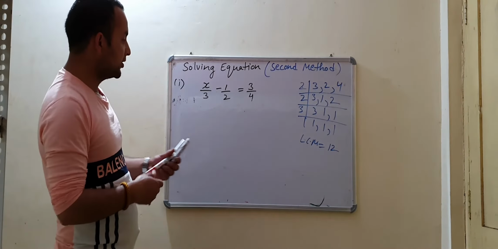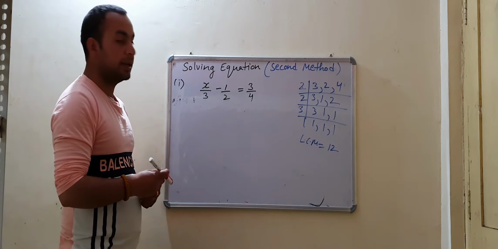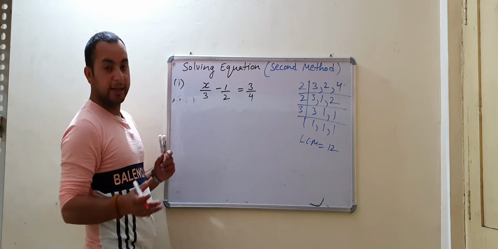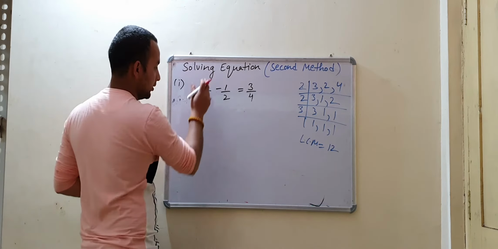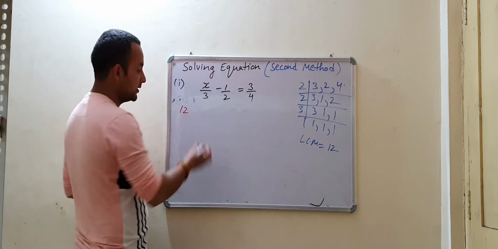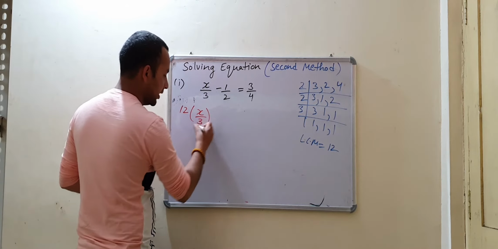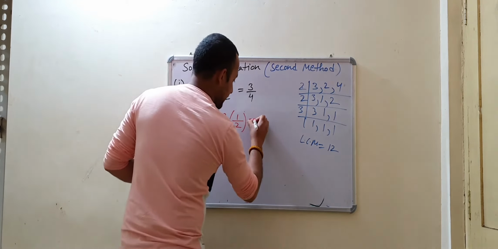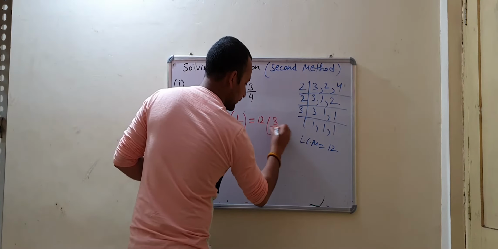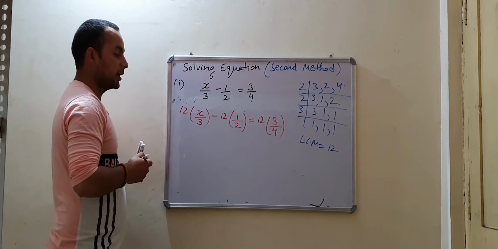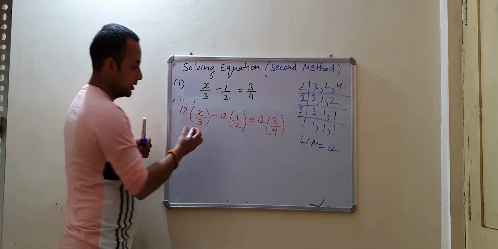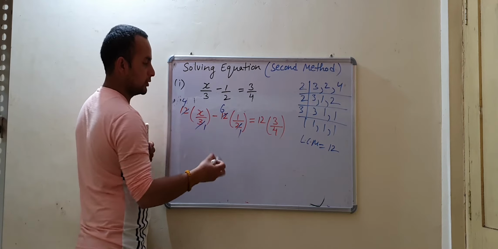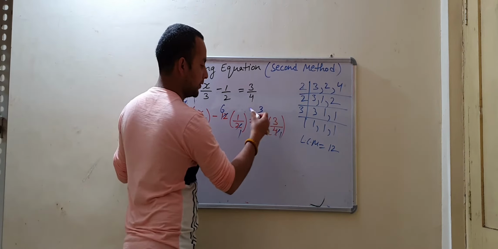In the second method, the LCM is what we use, and the LCM you will get is 12, right? Now multiply the number 12 with each fraction. So 12 will multiply with x upon 3, negative again 12 will multiply with 1 upon 2, and then 12 will multiply with the fraction 3 upon 4. Cut it. 3 1s are 3, 3 4s are 12, 2 1s are 2, 2 6s are 12, 4 1s are 4, 4 3s are 12.